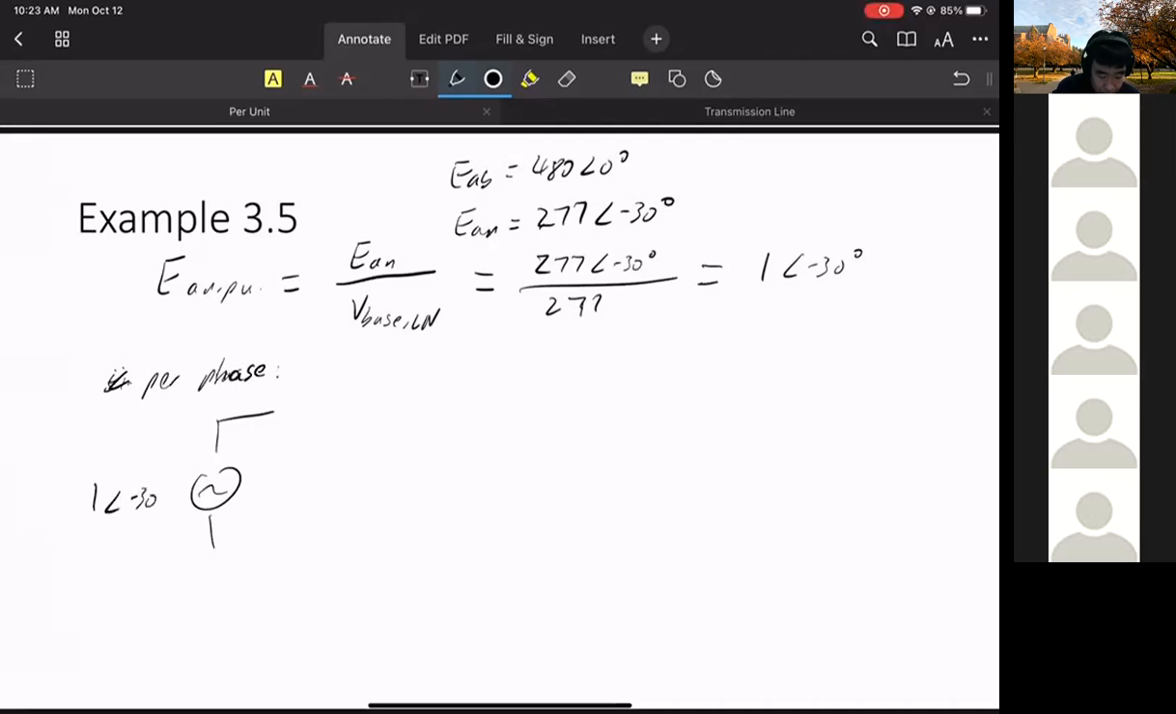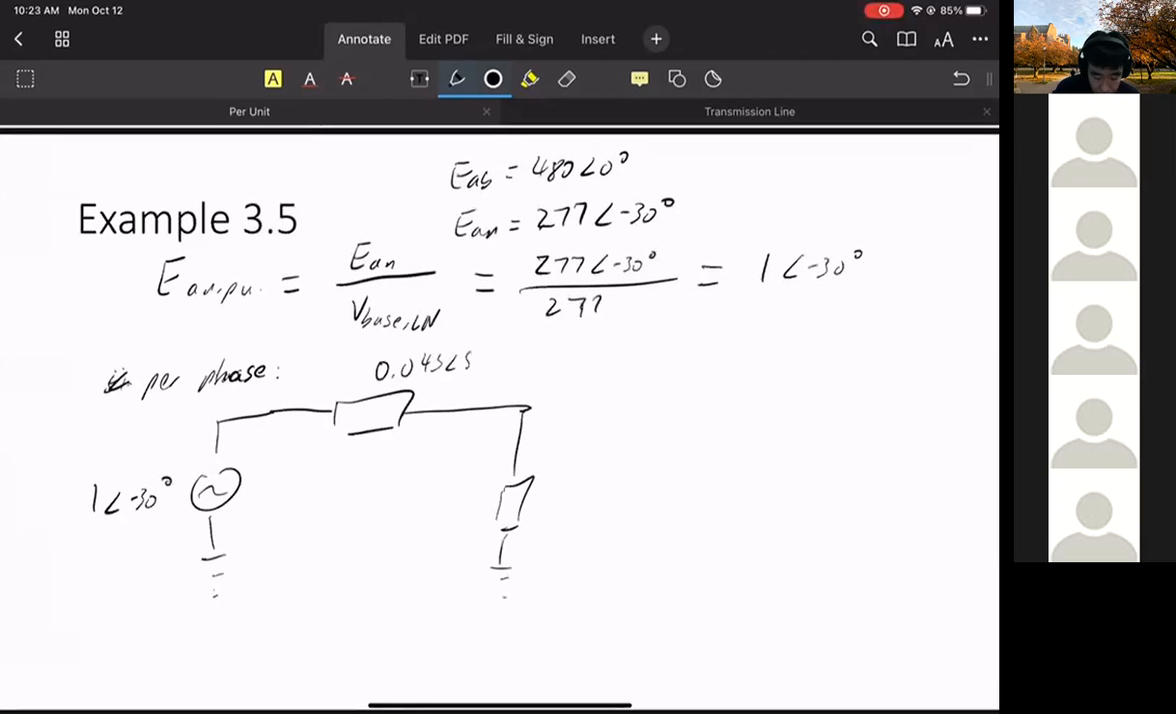1 angle minus 30. Everything else is in per unit. So they have some impedance. I have some load here. This is 0.043 angle 85. This is 0.43 angle 40. Okay, so this is our equivalent circuit at the end of the day, if we write everything in per phase and per unit terms. So we end up with this circuit.